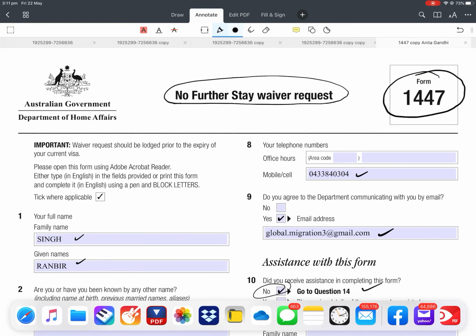So guys, this was pretty much about how to get a no further stay waiver request. Once again, this is Ranbir from Global Migrations.